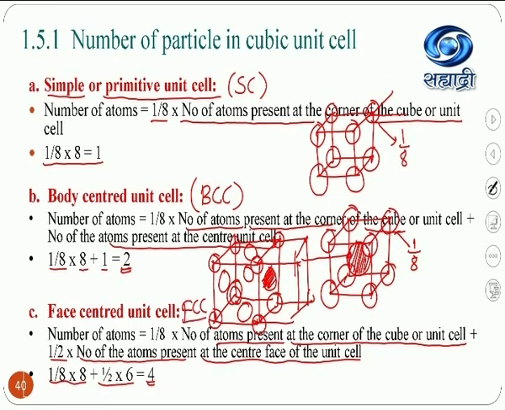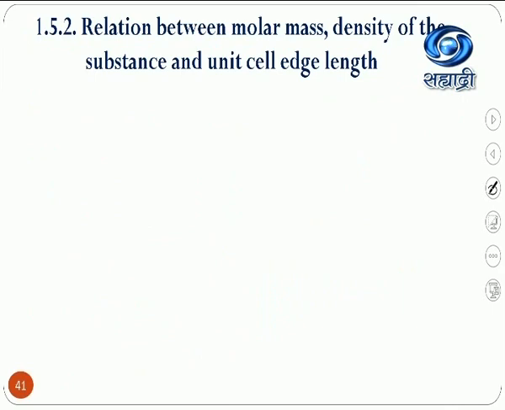In this way we can determine the number of atoms, or atomicity, or number of particles present in each cubic crystal system. For simple cubic, atomicity is 1. For body centered cubic system, atomicity is 2. For face centered cubic system, that is FCC, atomicity is 4.